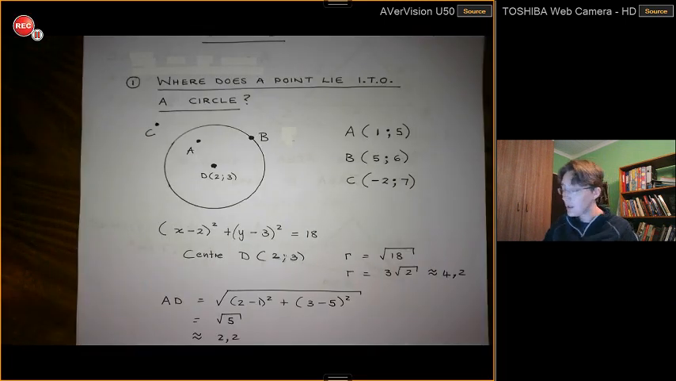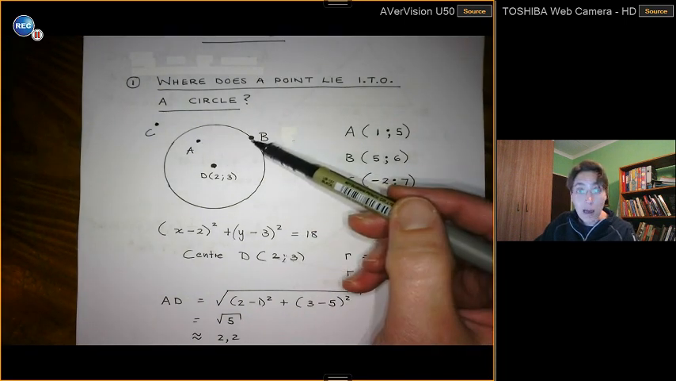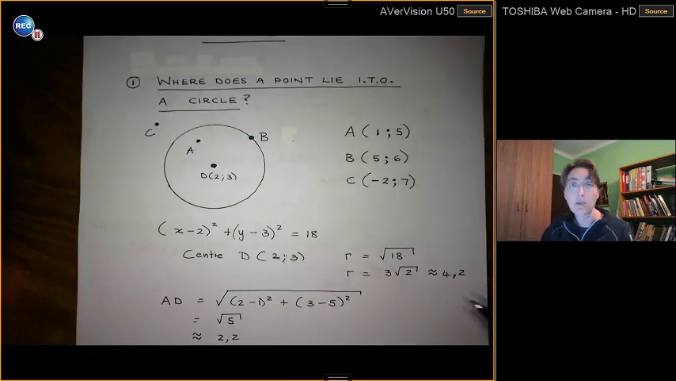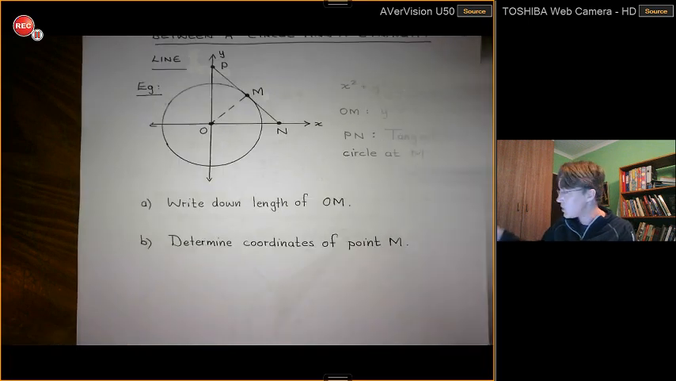So now we can see, looking at the distance between the center and the point, we can then determine does it lie inside, on the circumference, or outside the circle. So that's just how to determine where a point lies in terms of the circle. Right, so that's the first question.